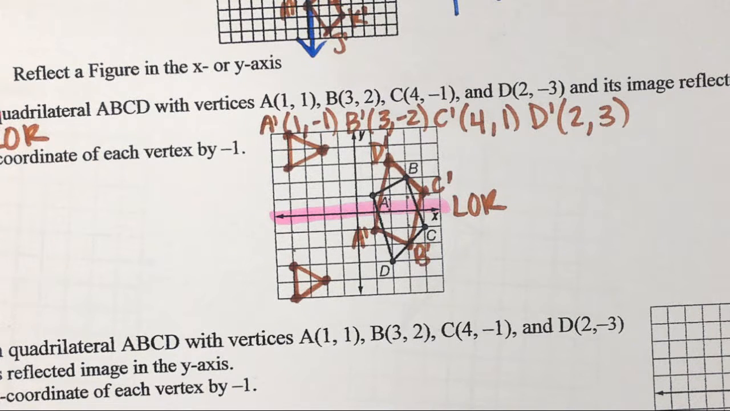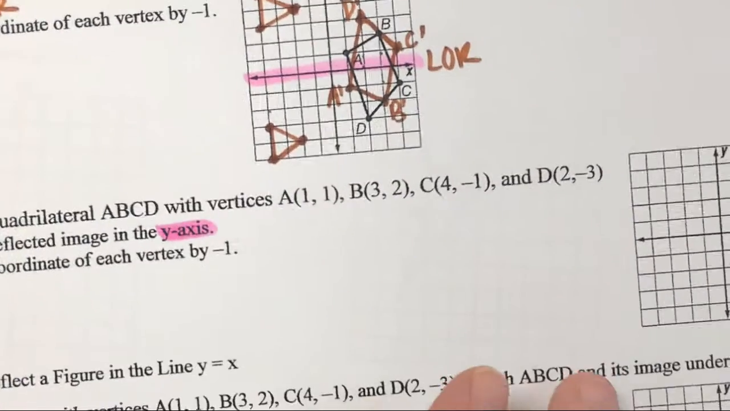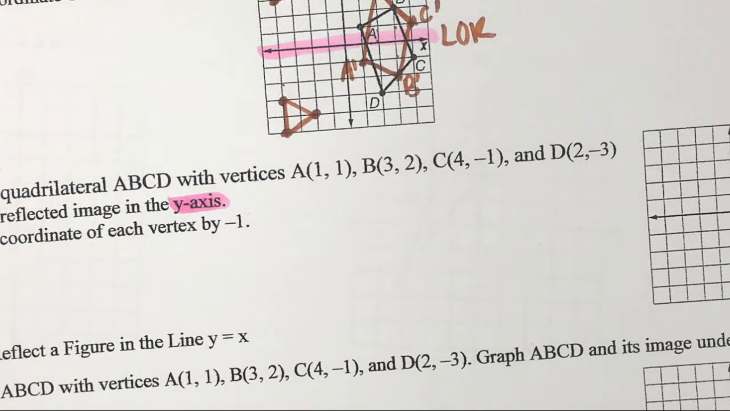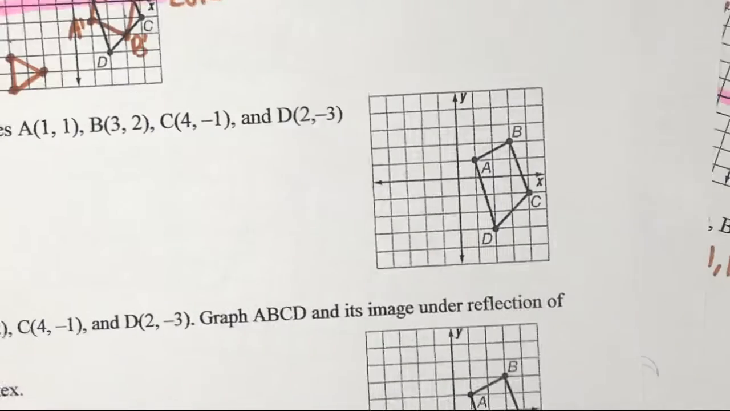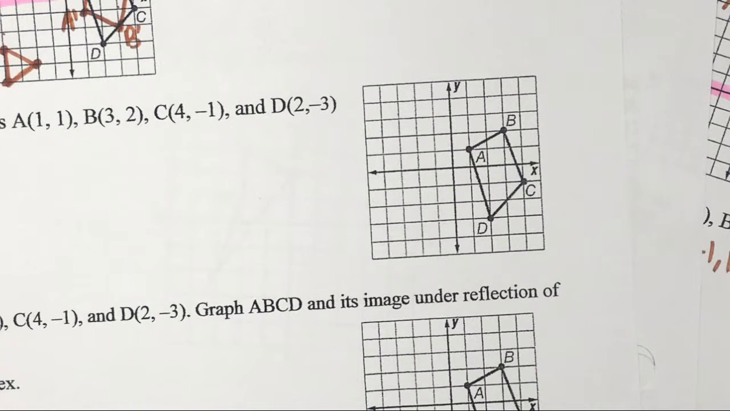What's the line of reflection in example 4B? So again, it's an easy one. Sounds really nice. Even nicer, they've already graphed it for us. Okay, so let me write that.